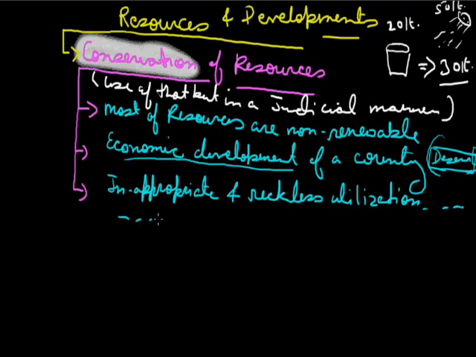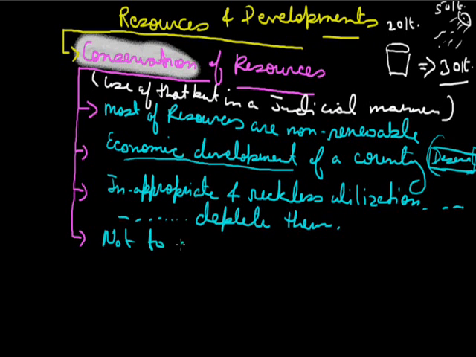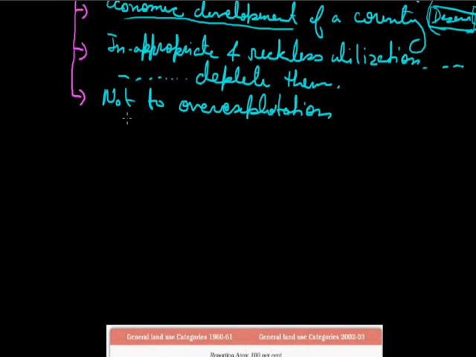The inappropriate and reckless utilization of resources depletes them. It is the main reason for the depletion of resources. So we should use resources in a proper manner, and for that we always try not to over-exploit these resources, which causes damage to the existing environment. Now let us come to our next topic. This is how we complete resources.